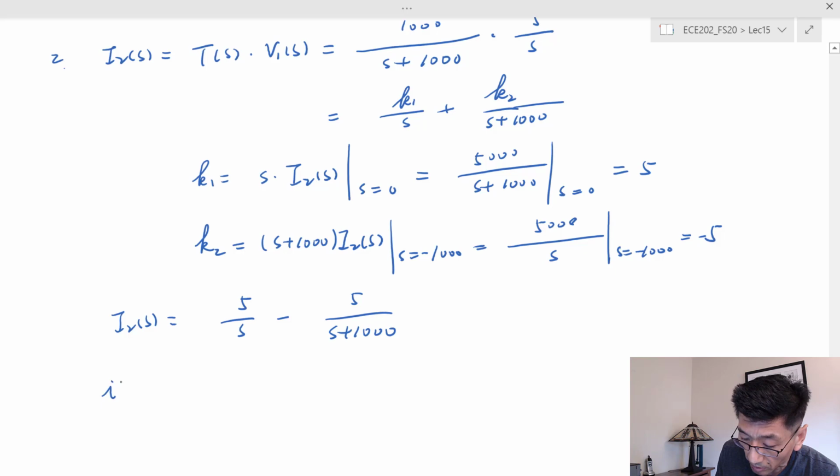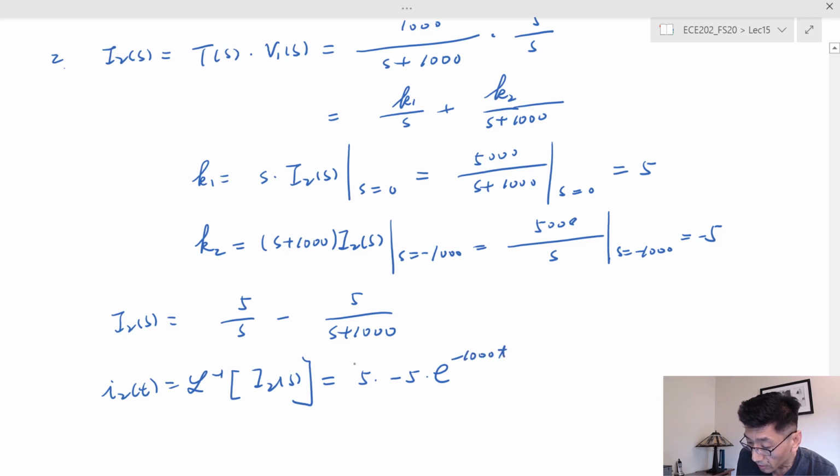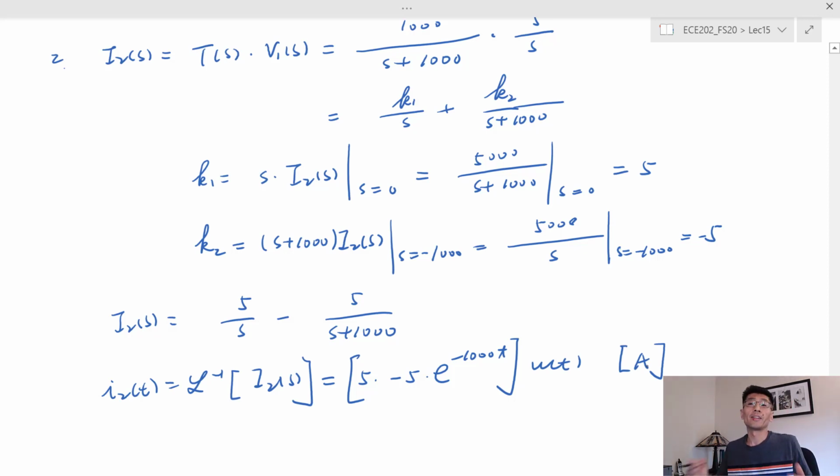If we take the inverse Laplace transform, i2(t) is the inverse Laplace transform of I sub 2(s). That is equal to 5 times u(t), minus 5 times e to the minus 1000t, times u(t). And the unit should be amps. Okay, so that's the concept of the network function. Hopefully you get a rough idea of what the network function is. And next we're going to look at the important types of network functions for one-port networks. Okay, see you in a moment.